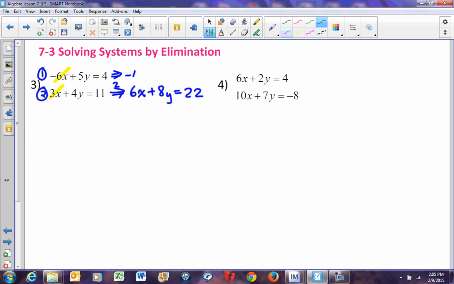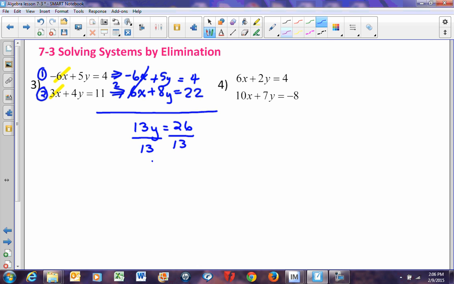So I have negative 6x plus 5y equals 4. Now if I add these up, my x's cancel out. 8y and 5y is 13y, and that equals 22 plus 4 is 26. Divide by 13. Y equals 2.